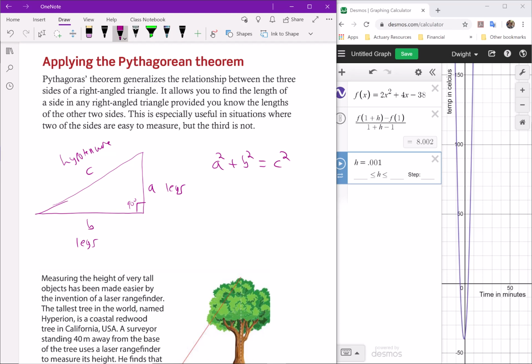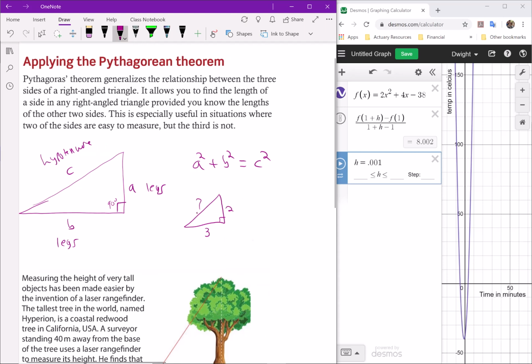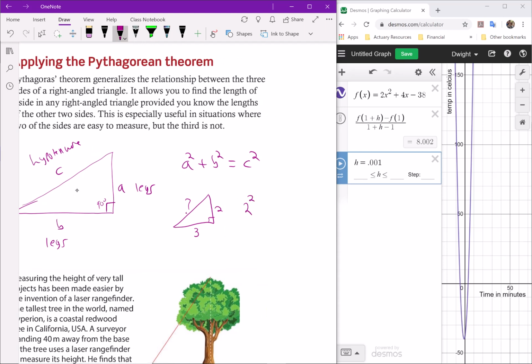So what this allows us to do is if you know either of the two legs, you can figure out the third leg. For example, here's a very simple example. This is a right triangle. Let's say this is 2 and this is 3, and we want to know what is this other side? Then I know that the Pythagorean theorem says 2 squared plus 3 squared will equal C squared. We don't know what C is. So 2 squared is 4, 3 squared is 9. That equals C squared. 4 plus 9 is 13. So I know C squared is 13, therefore, taking the square root of both sides, C is the square root of 13.